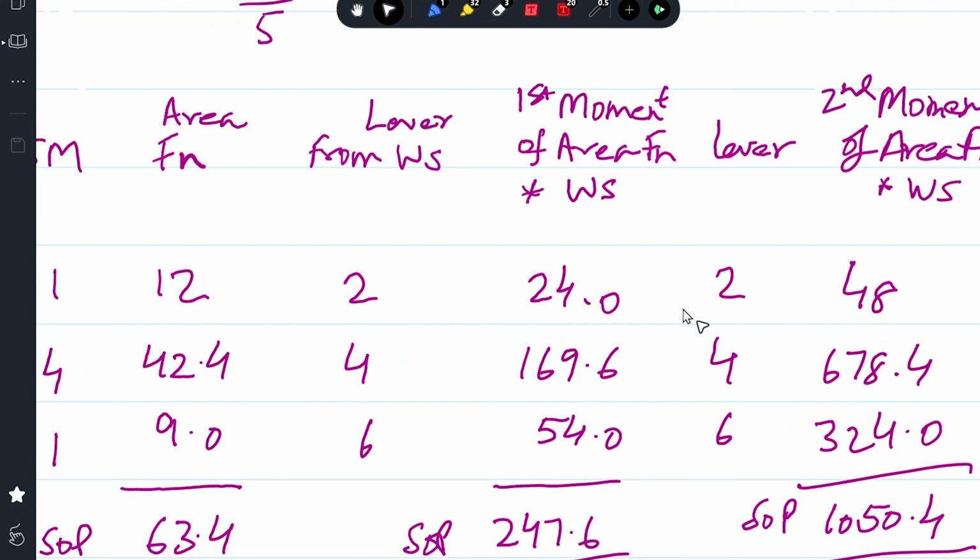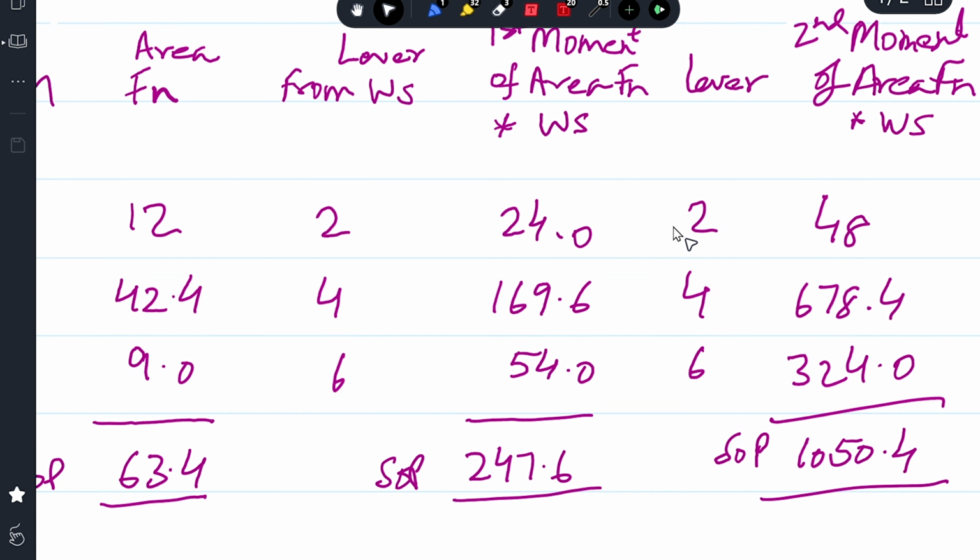Now we need the second moment of area, which is called moment of inertia. Second moment of area means again multiply by the same lever. The levers remain the same, 2, 4 and 6, and we multiply the first moment of area with the lever again. That's why it's called second moment of area. And we get the second moment of area again about the water surface, because that is what is needed in the formula. So 24 multiplied by 2, 169.6 into 4, 54 into 6. We get the second moment of area.